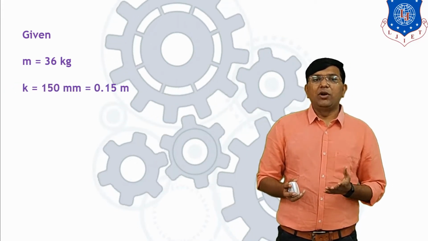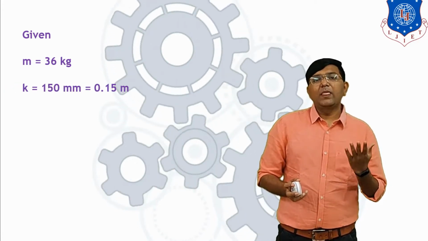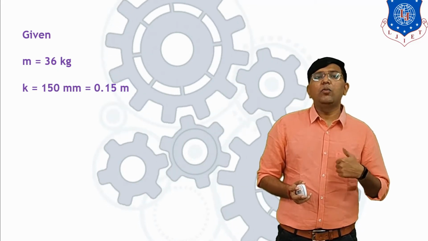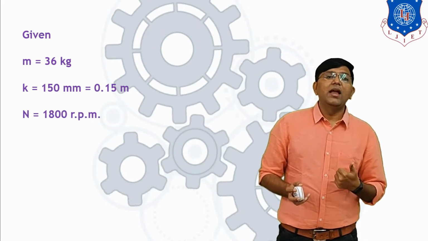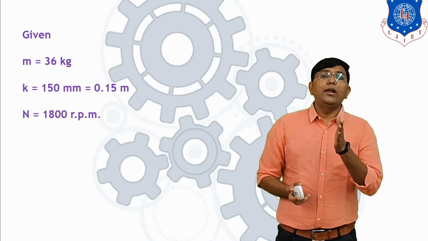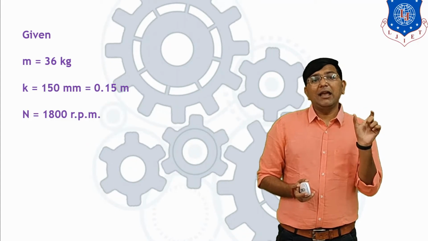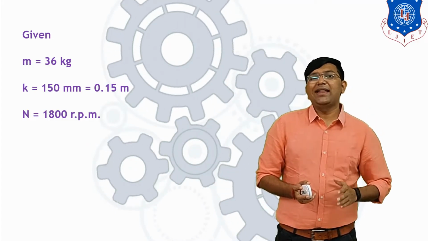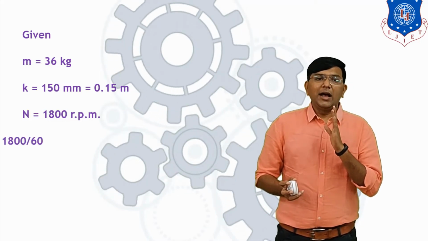So small m is equal to 36 kg, mass given, radius of gyration k is equal to 150 mm. You have to convert it into meter, that is 0.15 meter. Next, capital N indicates mean speed, N is equal to (N1 plus N2) by 2. It is the average of maximum and minimum speed of the flywheel. The value of N is equal to 1800 rpm.